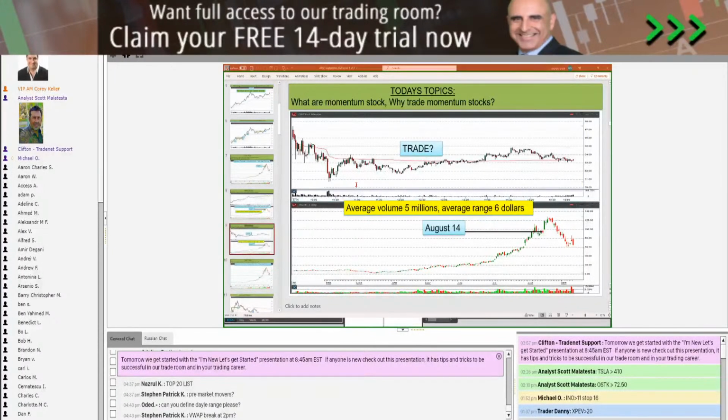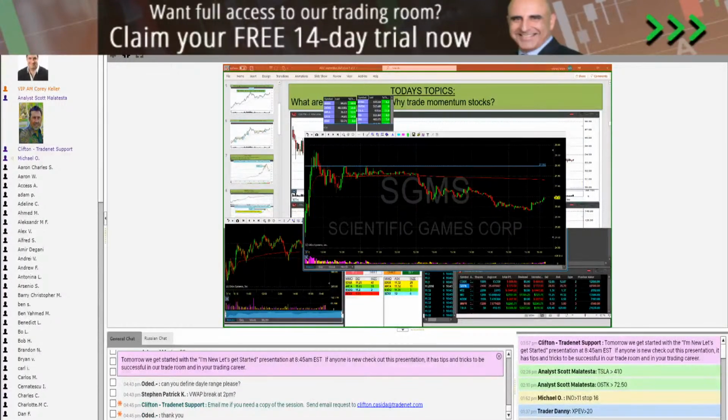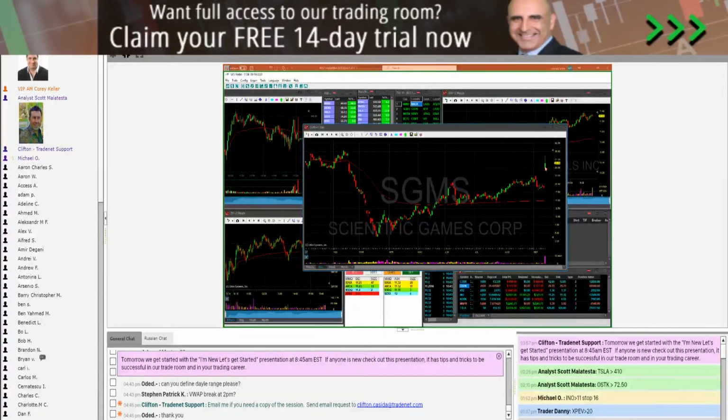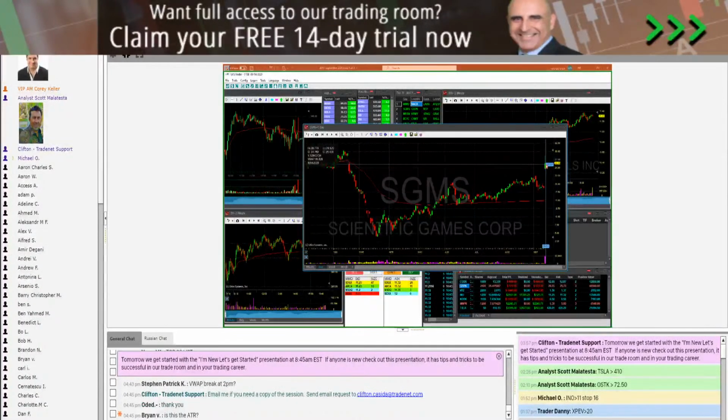What do you mean? Can you define daily range? The daily range is, on the daily chart, the difference between the high and the low of the day. Let me give you an example. If I'm looking at the SGMS today, just pointing, sitting on the daily bar, I'm pressing, and then you can see high of the day 28.77, low 24.52. The range is 28.77 minus 24.52.